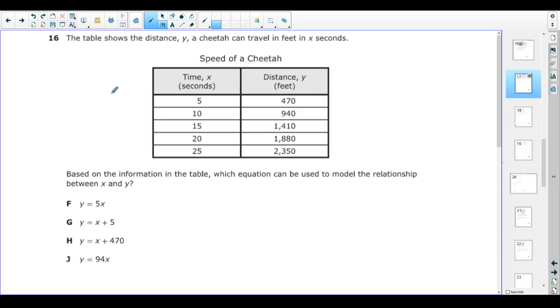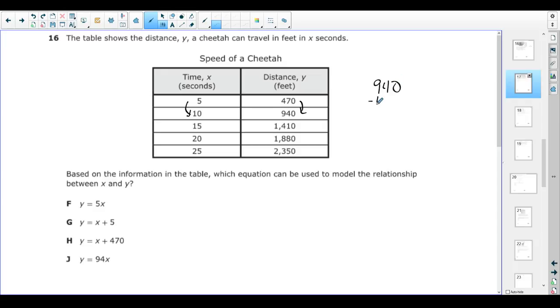Alright, 16. The table shows the distance a cheetah can travel in feet per second. Based on the information, which equation can we use to model the relationship between x and y? So if you can write an equation, that means there must be a pattern. So we just look for the pattern. How do we go from 470 to 940?